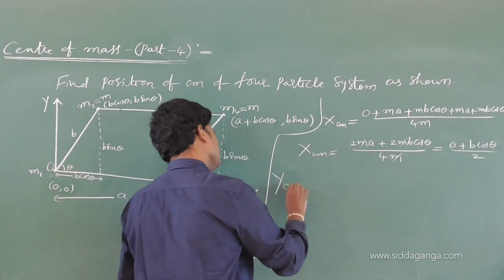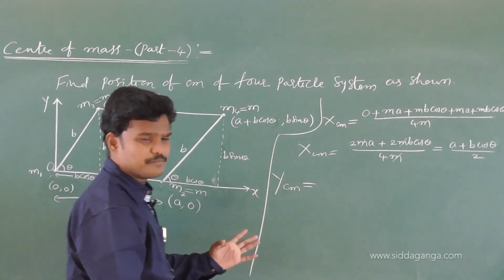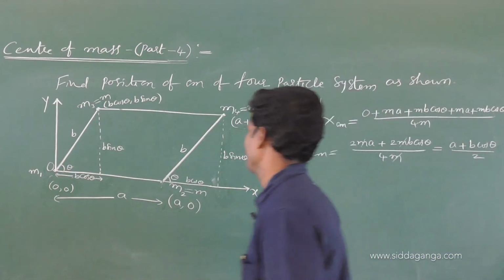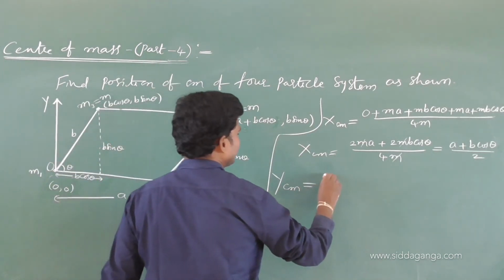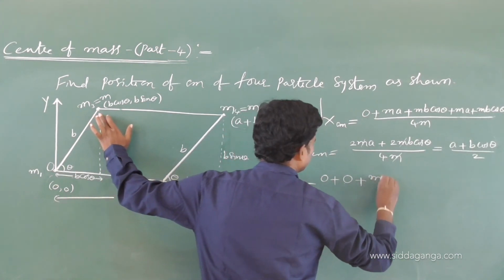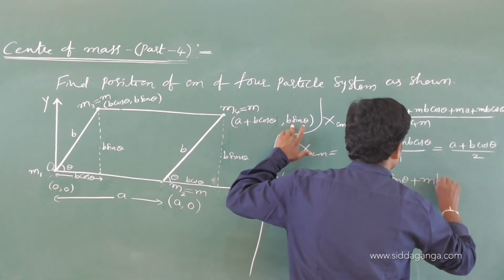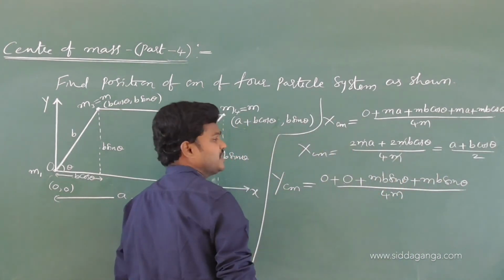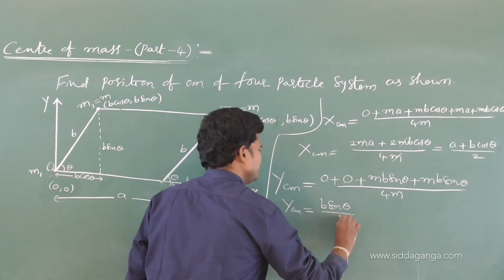Find YCM. YCM we can expect directly. So these particles are at the same distance, we can write B sin theta by 2 directly. Height of that system is B sin theta by 2. Okay, try to do YCM. What is YCM? M1 Y1 is 0. M2 Y2 is 0. M3 Y3 is M into B sin theta, plus M4 Y4, again the same, MB sin theta, by 4 times M. M gets cancelled. So what is YCM? B sin theta by 2.